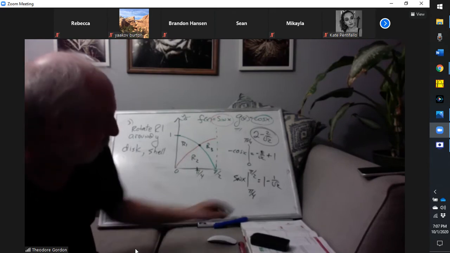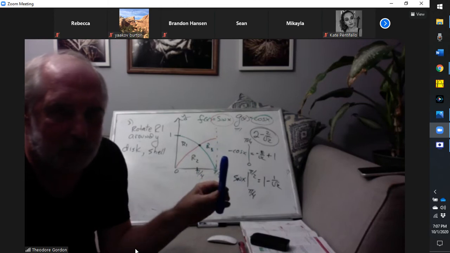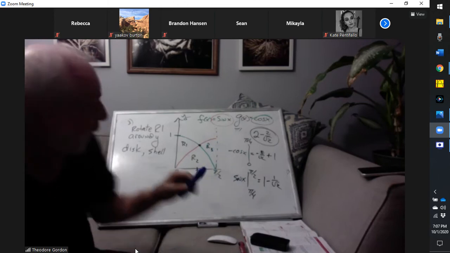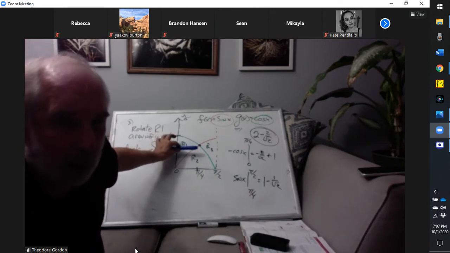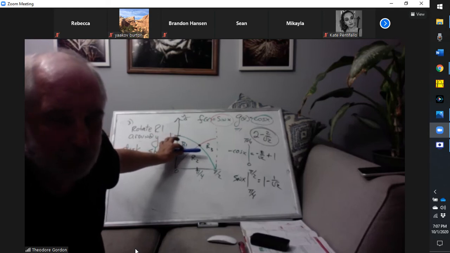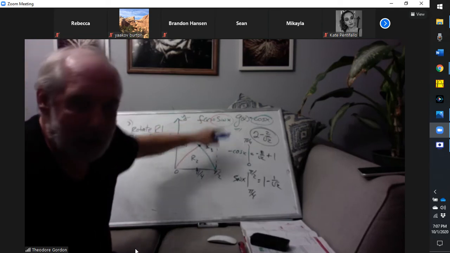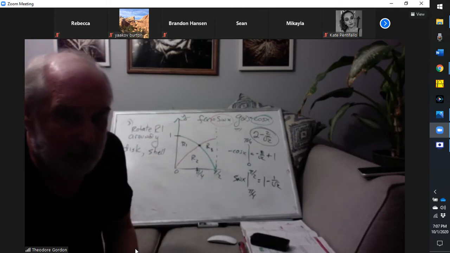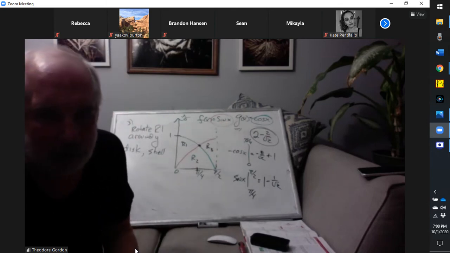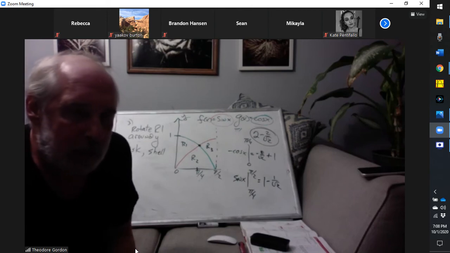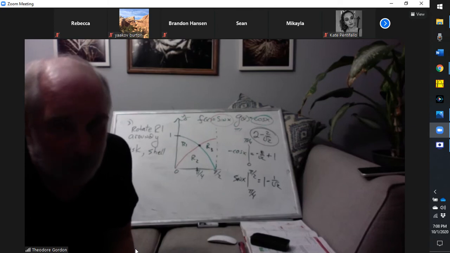If we use disk, which way do my rectangles have to go for disk? Horizontal or vertical? Horizontal. A horizontal rectangle means you're working dy. That means all your functions have to be converted to y. If y is equal to the sine of x, x is equal to the arc sine of y. And y would be equal to the arc cosine of x. Now you have to integrate arc sines and arc cosines squared. Yes, they can be done, but you really don't want to do it.